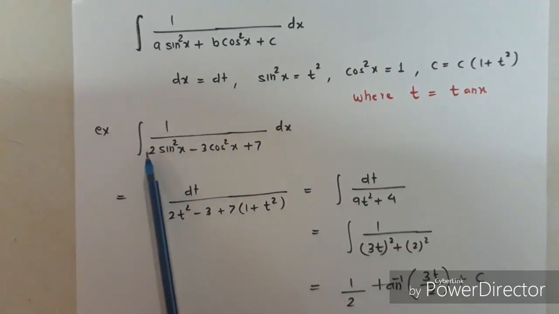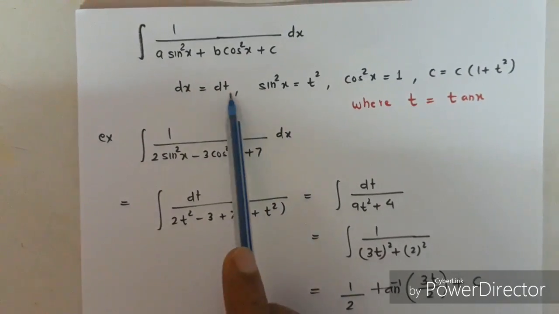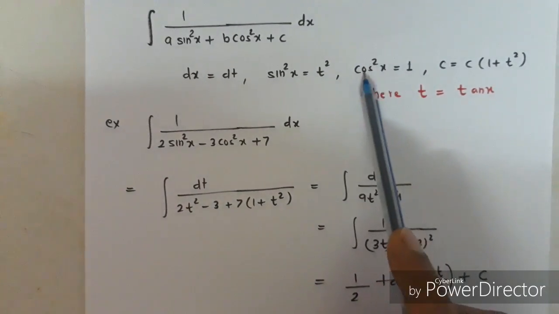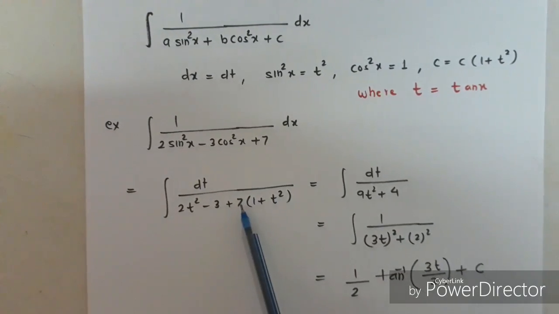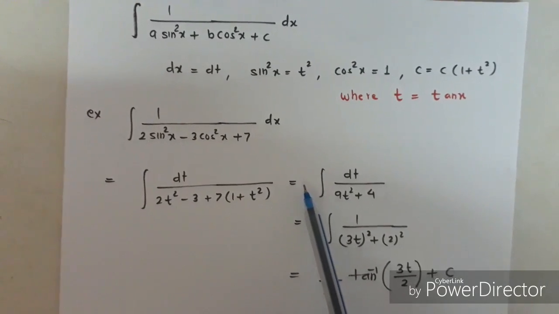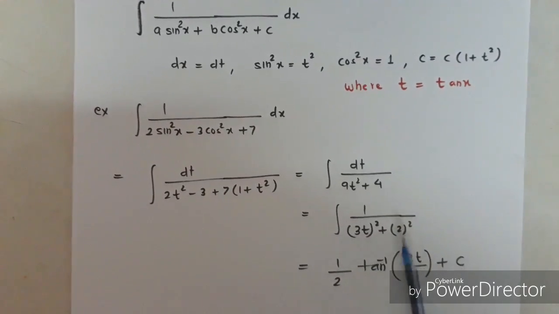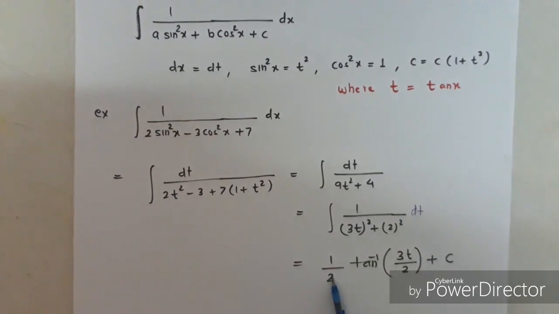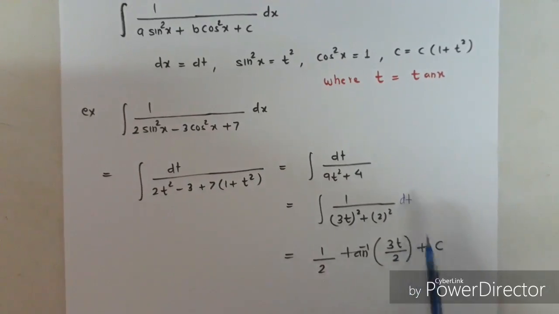Let's take an example, integral 1 by (2 sin square x minus 3 cos square x plus 7). dx is replaced by dt, sin square x is replaced by t square, cos square x is replaced by 1, and constant 7 is replaced by 7 into (1 plus t square). That is equal to dt divided by (9t square plus 4), which is 1 by ((3t) square plus 2 square) dt, and on simplification is 1 by 2 tan inverse (3t divided by 2) plus c, and then we replace this t by tan x.